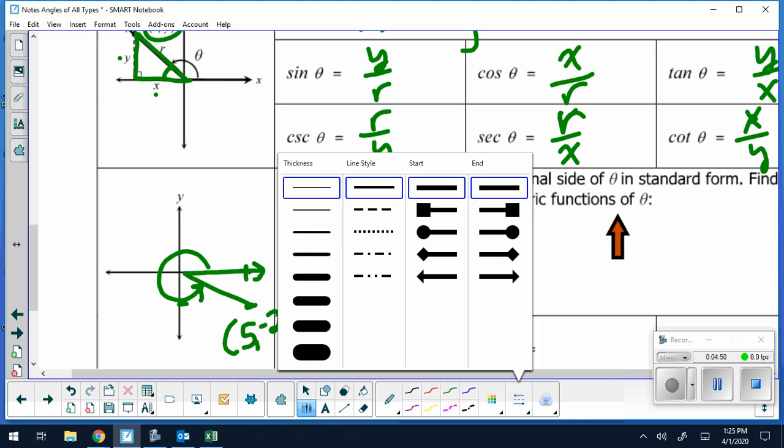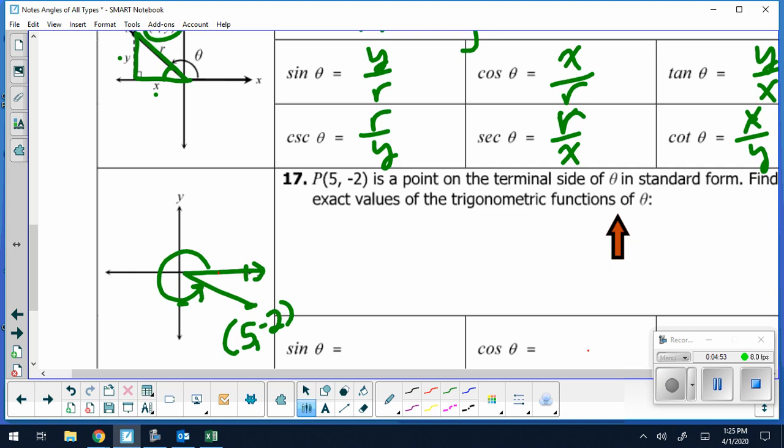Now, my reference angle is this angle here. And what I'm going to do is form a triangle that stops at that (5, -2). Here is the key. This distance here is 5 because I went to the right 5. This distance here is 2. Now, I'm going to count it as a negative 2 because I went down. So the distance is 2, but I went down, so I need my direction. I need the negative to be in there.